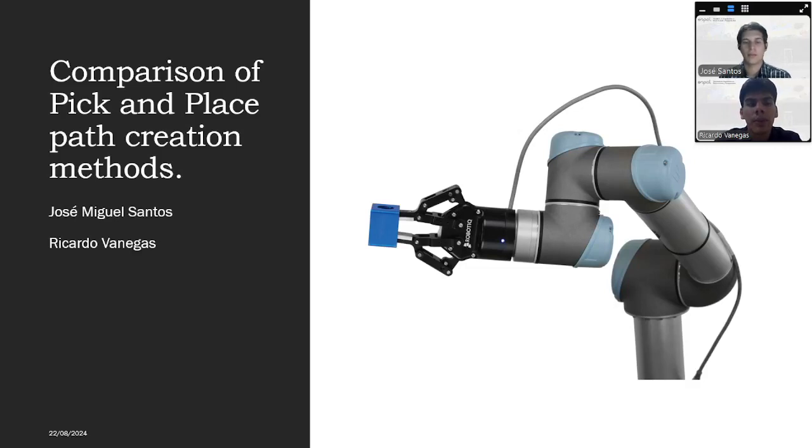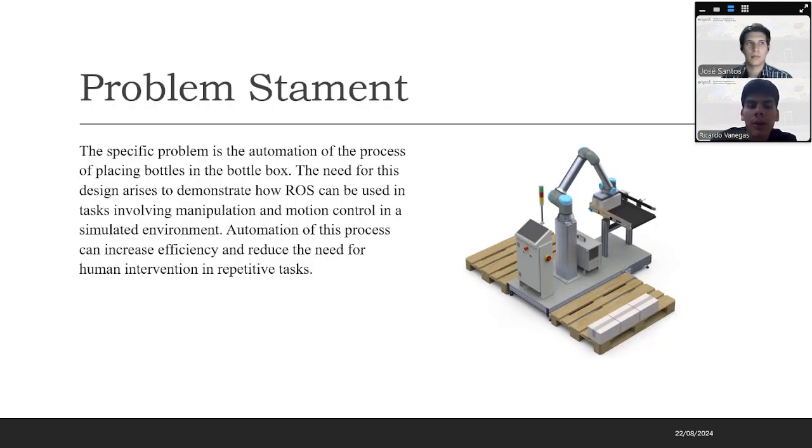Today we're going to present our project, compilation of pick-and-place path creation method. A specific problem is the automatization of the process of placing bottles in the bottle box using ROS.